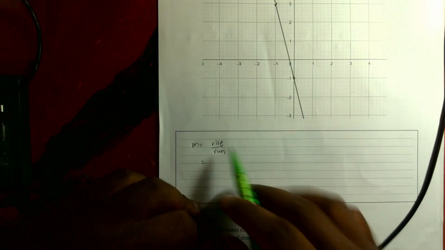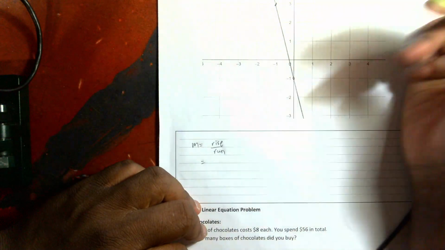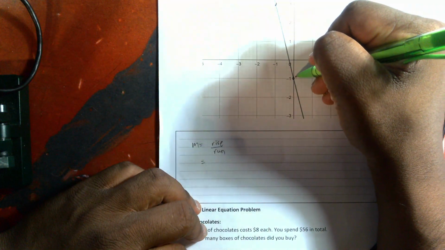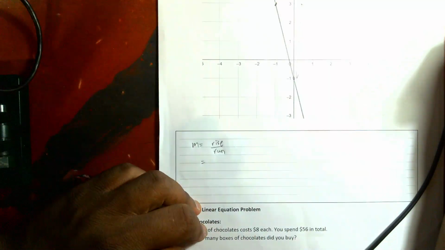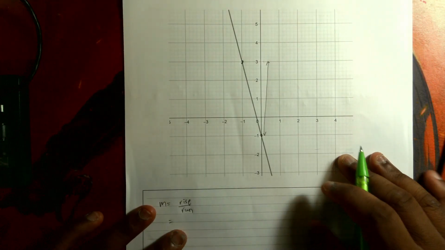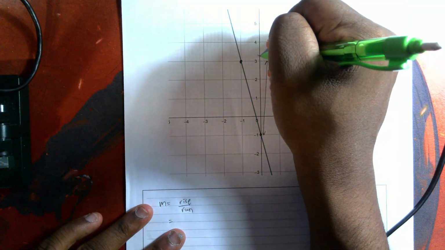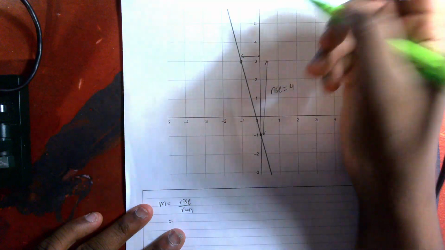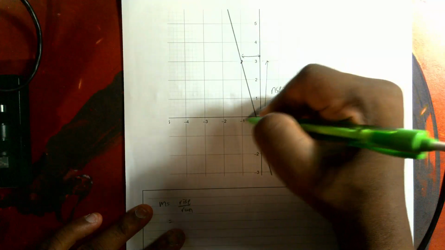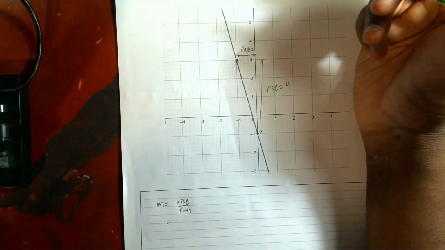So m equals rise over run. Your rise is how far up it goes. If we're at -1 and we go up to +3, this distance here will be my rise. That's 1, 2, 3, 4. So we have a rise of 4, and our run is going to be from 0 on our x-axis to -1 on our x-axis. So that's a run of 1.